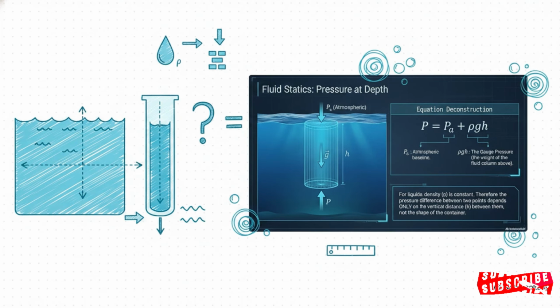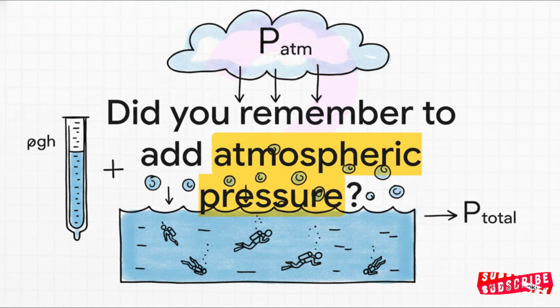Moving right along to Section 2, Fluid Statics, under pressure. For calculating pressure at depth, your formula translates to plain English like this. Total pressure equals the atmospheric baseline plus the literal weight of the fluid column directly above you. That second part, the fluid's weight, is calculated as density times gravity times depth, or ρgh. And here is a totally crucial insight. Because a liquid's density is constant, the pressure difference between any 2 points in the water depends strictly on the vertical distance between them. The shape of the container doesn't matter at all. A wide lake and a narrow pipe that are the exact same depth will have the exact same pressure at the bottom.